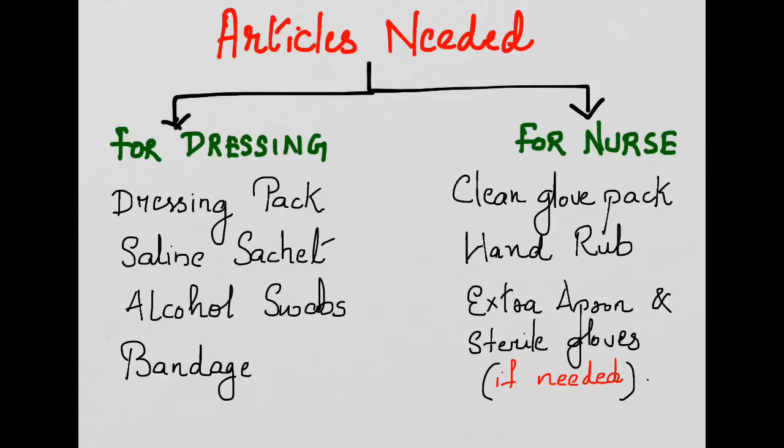There are a few articles which you need for the procedure. The main articles you need for the dressing include the dressing pack, saline sachet, alcohol swabs, and bandage. And the articles needed for the nurse include a clean glove pack, hand rub, extra apron and sterile gloves if needed.